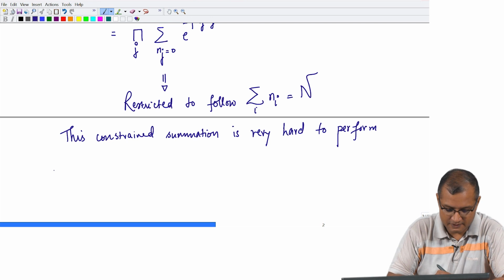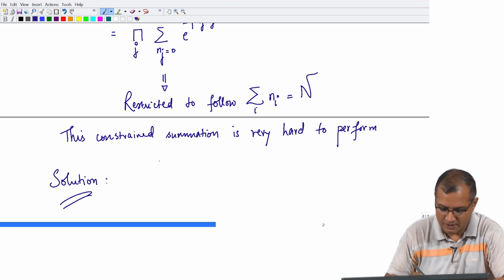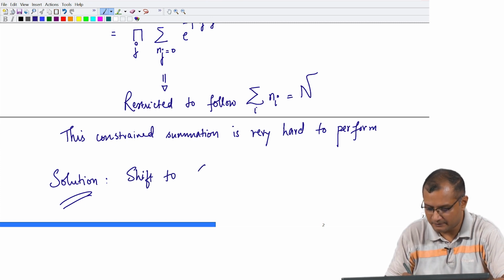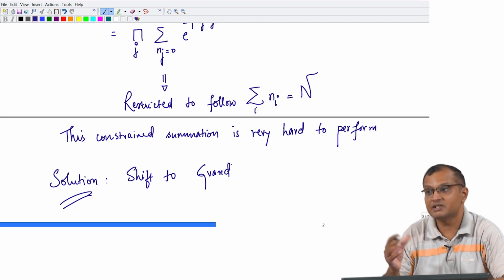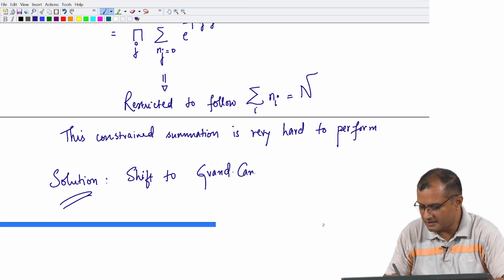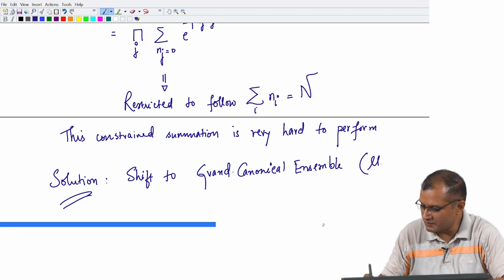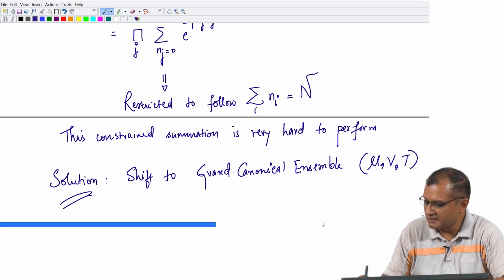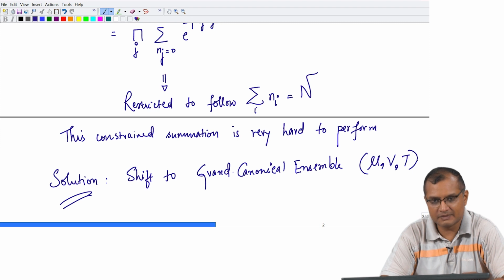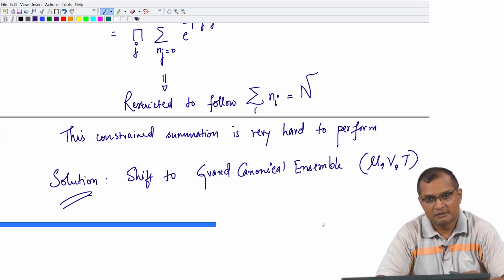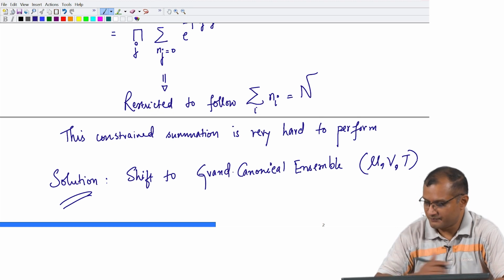So, what is the solution? The solution is to shift the problem to the grand canonical ensemble, where n can change, but it will keep the chemical potential constant. So, I am going to go to the grand canonical ensemble where the number of particles in the system can change. This sum becomes unrestricted now, but now I have to conserve the chemical potential.